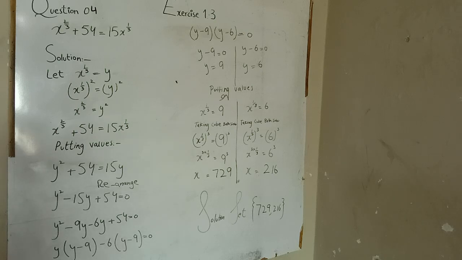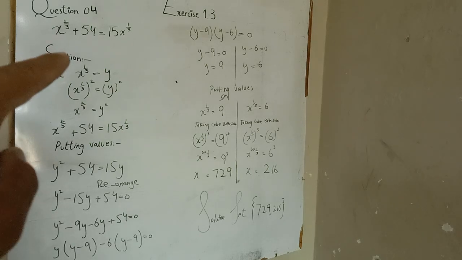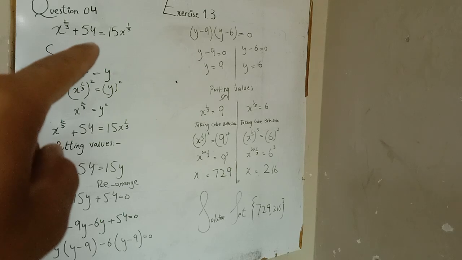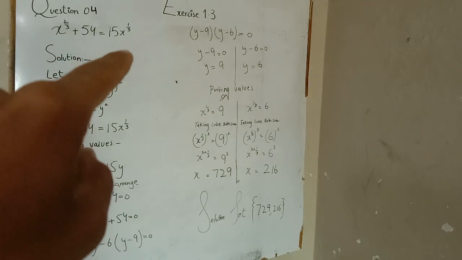Today we have to discuss exercise 1.3, question number 4. Let's solve x^(2/3) + 54 = 15x^(1/3).